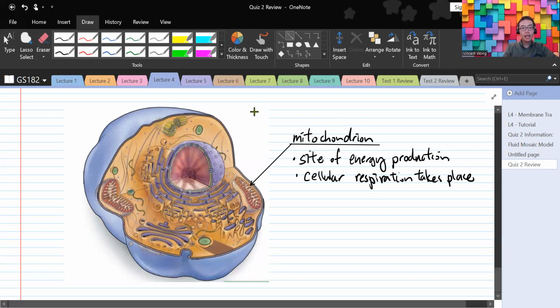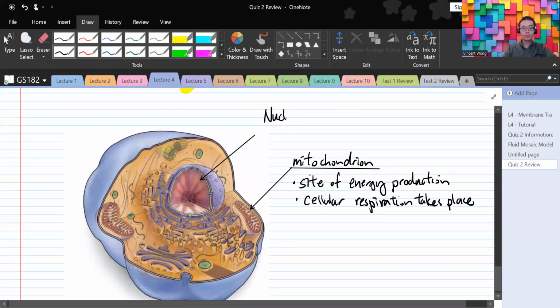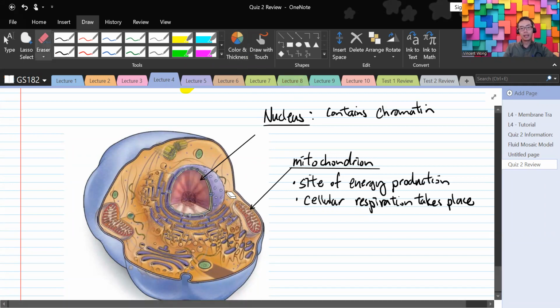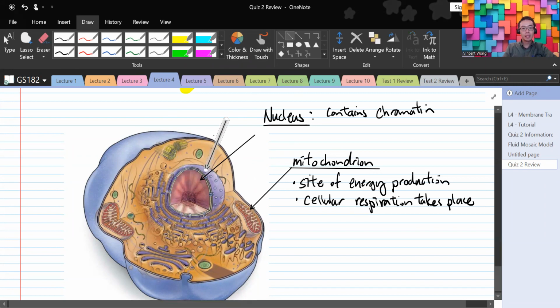Over here, we have the nucleus. The nucleus contains genetic material in the form of chromatin. It protects them, it houses them. And there's the nuclear envelope outside. Now on the quiz, like I said, there's going to be 5 labeling.